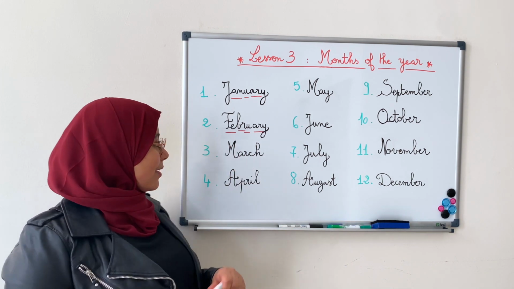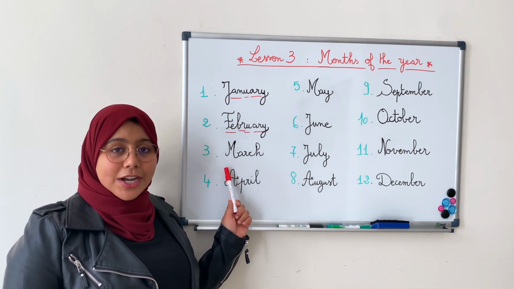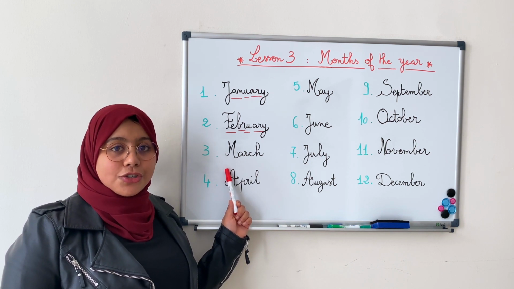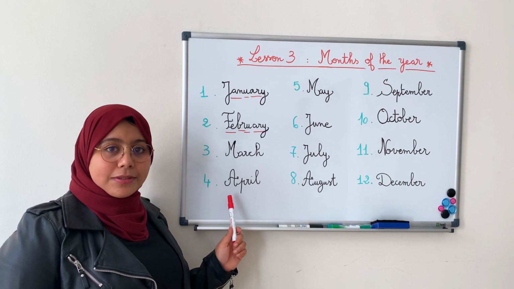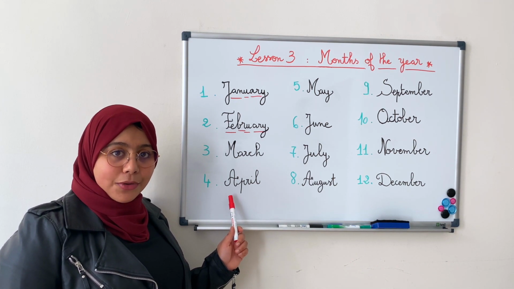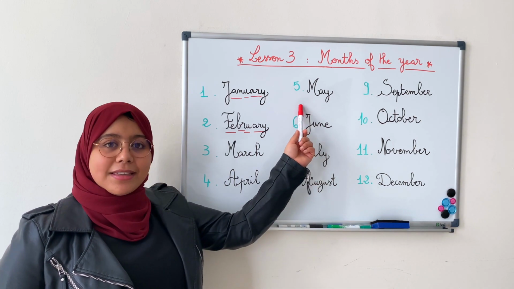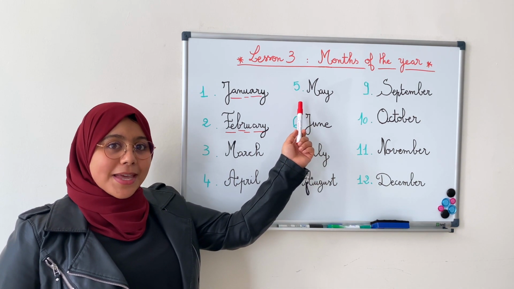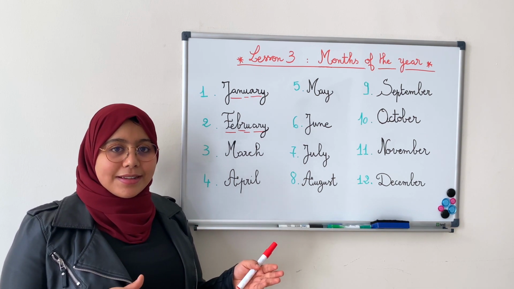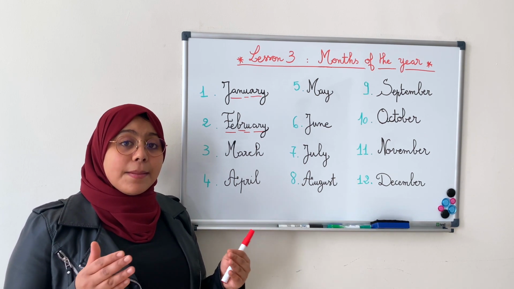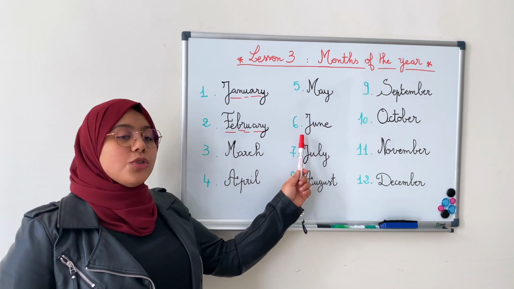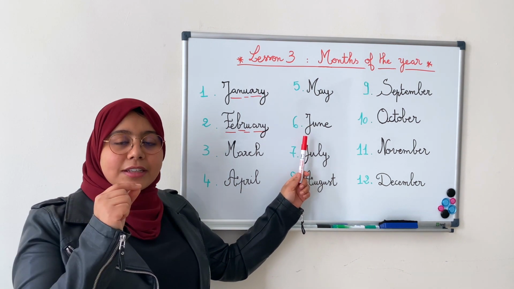Next we have March. March. Next April. April. Next May. May. Next June. June.